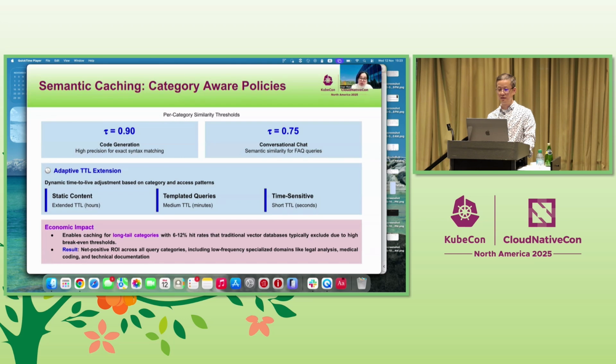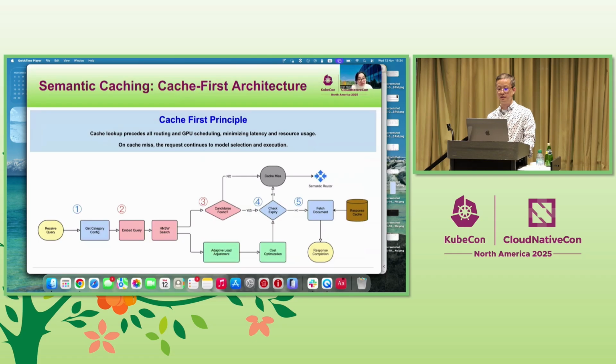So how does a request actually move through the system? Let's work through the workflow. The core principle of our design is always cache first. We want to avoid touching the GPU or even invoking the semantic router unless absolutely necessary. When a query hits the gateway, we first extract its category configuration. This tells us which embedding model and which category-specific similarity threshold to use. Next, we embed the query and perform an HNSW search in memory. That's the first pass. If we get a cache hit, we quickly validate the time to live, fetch the full response payload from external storage, and return the cached results in about 2 milliseconds. That's a massive win for latency.